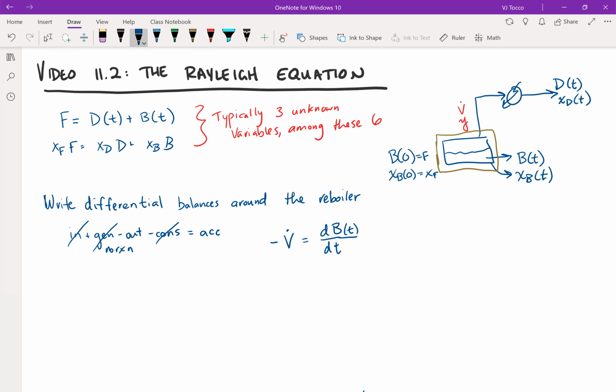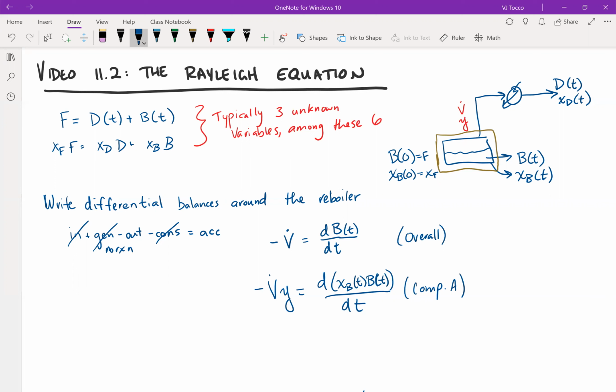I can do a similar balance for component A. So remember, this is overall material. I could do a component A material balance in the same fashion. So it's just minus V dot times y is equal to d of xB times B. And both of these are functions of time. I've been sloppy about making sure to keep those, but just in case, I'll write them both here. So this is dxB of t and dB of t by dt.